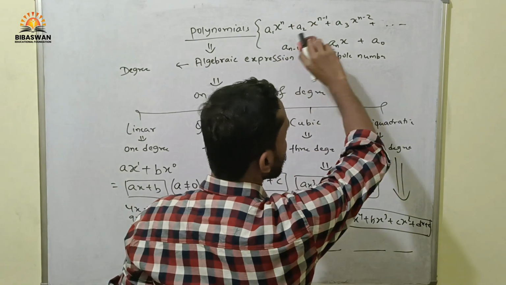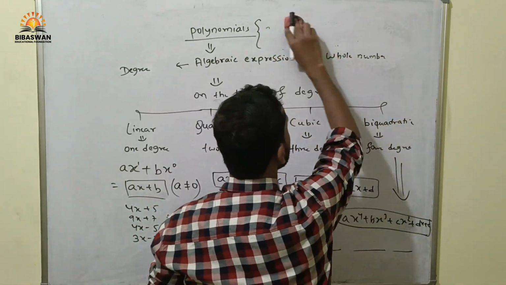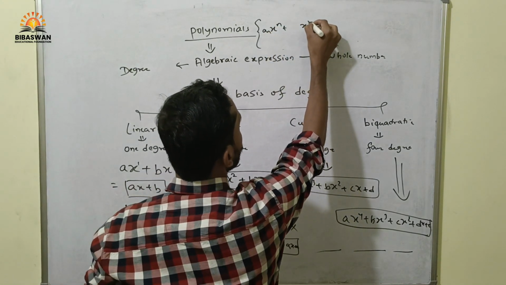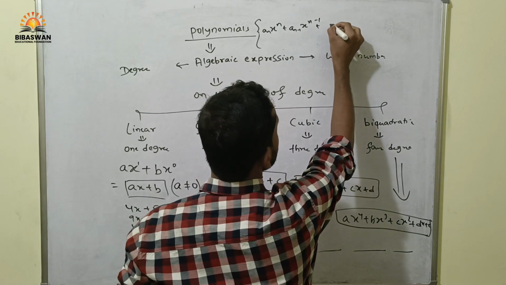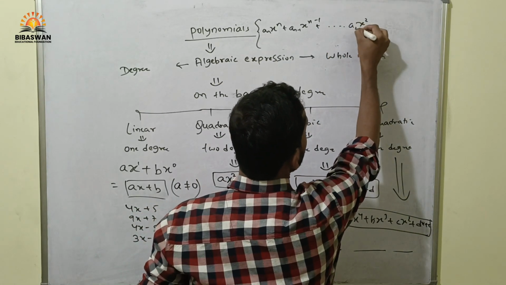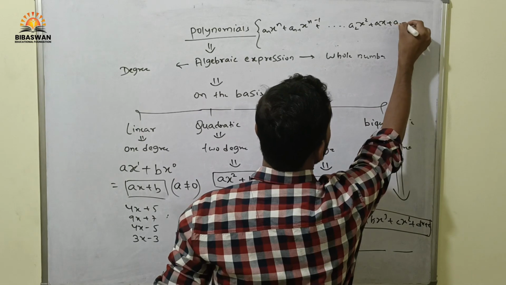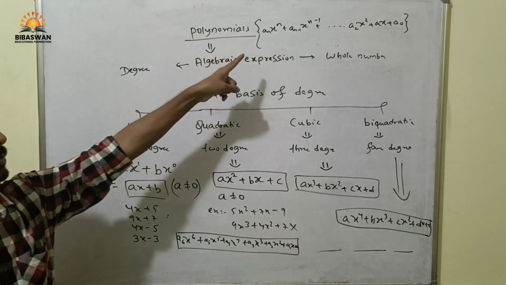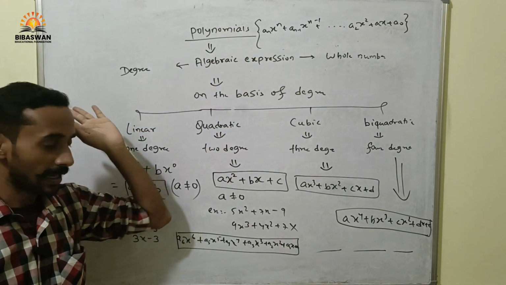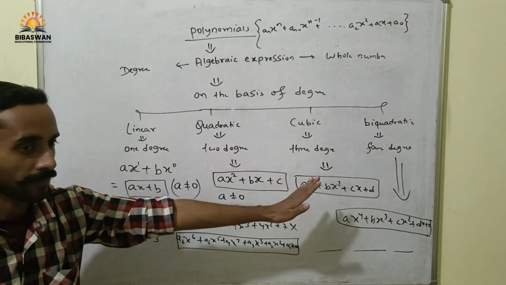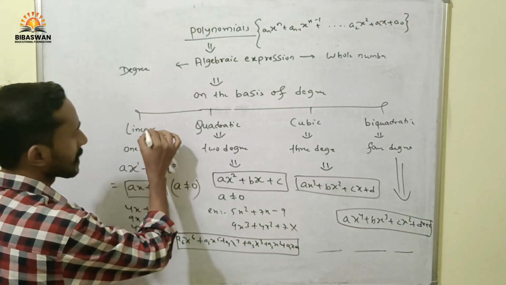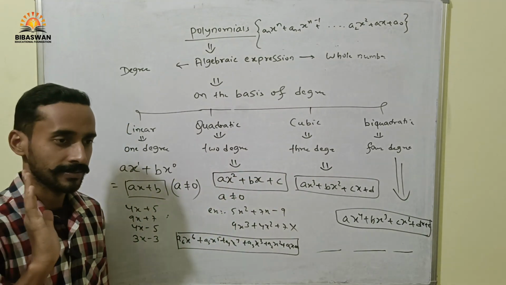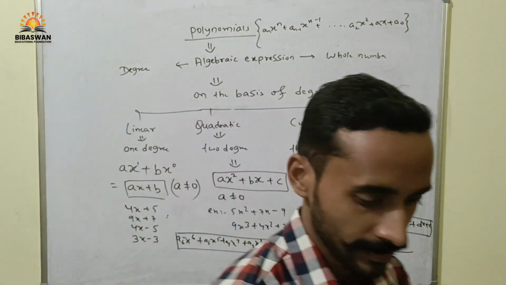Understood? Then we can modify it as x to the power n, an, plus x to the power n minus 1, an minus 1, plus dot dot dot, x square, a2, a1 x, or plus a naught. Can we write it like that? Understood? This is the general form of a polynomial. These are the particular forms of polynomial. But we will only discuss linear and quadratic in detail, and cubic from an examination perspective. Right?